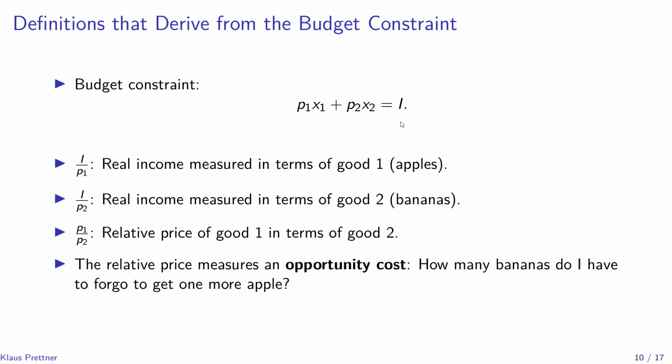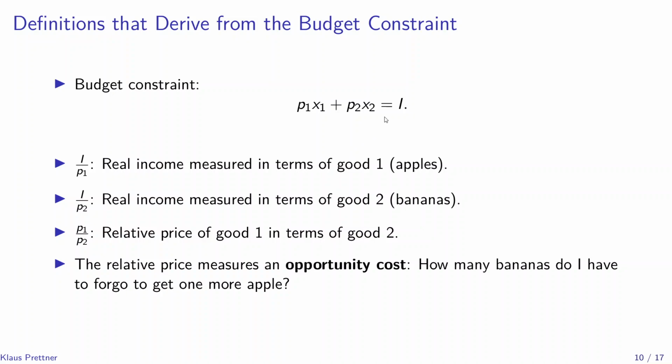A few useful definitions can be derived from the budget constraint. I repeat the budget constraint here for the sake of convenience, which is P1 times X1, so what I spend in terms of the price on the amount of consumption of good 1, plus the price of good 2 times the amount of consumption of good 2, that needs to be equal to income according to the budget constraint. If I divide the whole constraint by P1, then I would get income on the right hand side divided by P1, which would be the real income measured in terms of good 1.